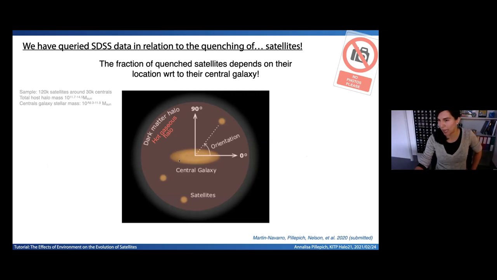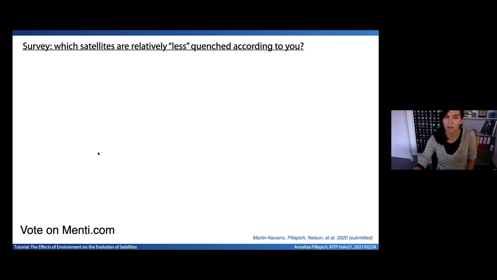Suppose you have a central galaxy. You can always define a photometrical minor and major axis, even if it's an elliptical. And then you have galaxies in different locations. So you have galaxies, say, along the minor axis of the center, or along the major axis, the major plane of the center. And so we have found a dependence on where satellites are with respect to the plane of the central.